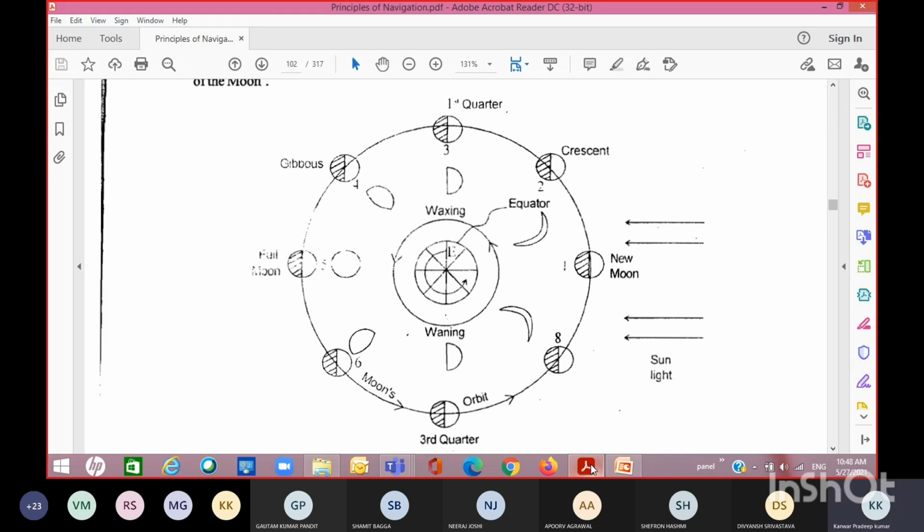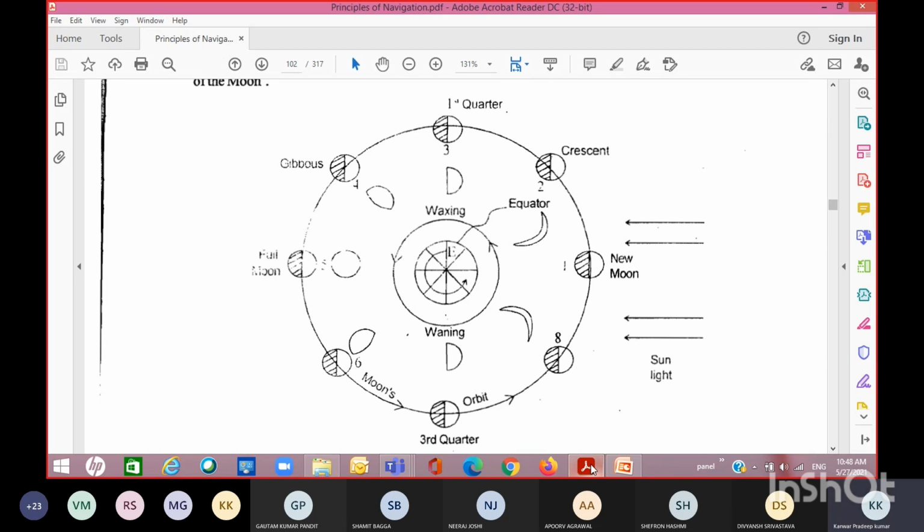Yes, sir. The Earth is in the center. We are seeing from the top, so rotating anti-clockwise. On the right is the new moon, and further right is the sun. So sunlight is coming from the right side of the page.